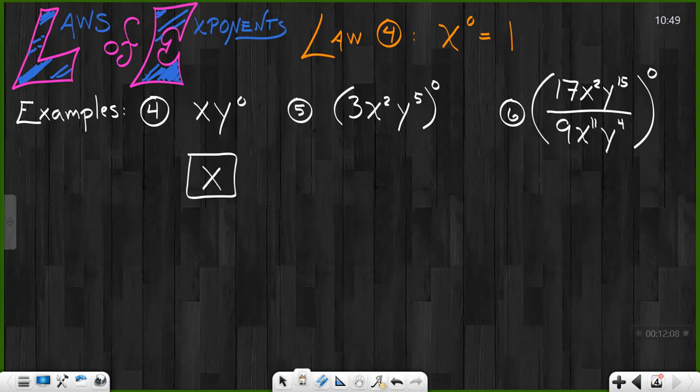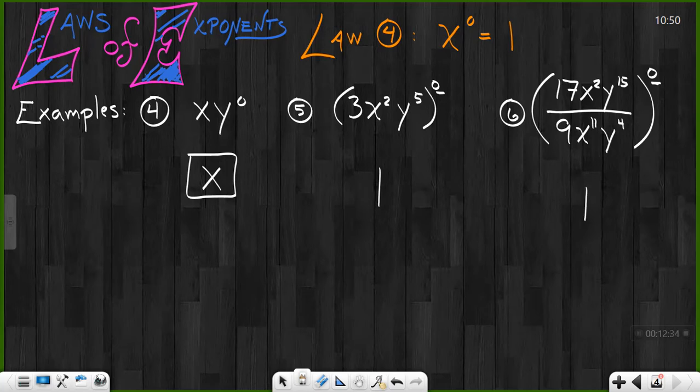What about this one here? 3x squared y to the 5th, all to the 0. You could look at applying that 0 to all of them and then plugging it all in, but anything to the 0 is 1. The 0 here is applying to the entire group because it's right next to the parentheses, so this entire thing becomes 1. And even in number 6, this one looks really, really complicated, but the whole thing is being taken to the 0 exponent, so the whole thing simplifies to 1.